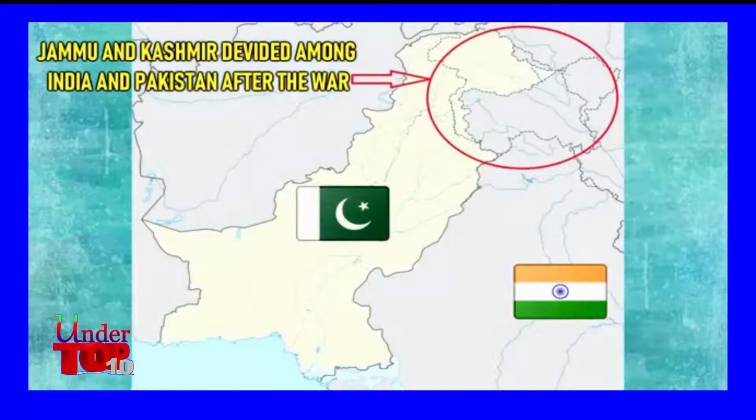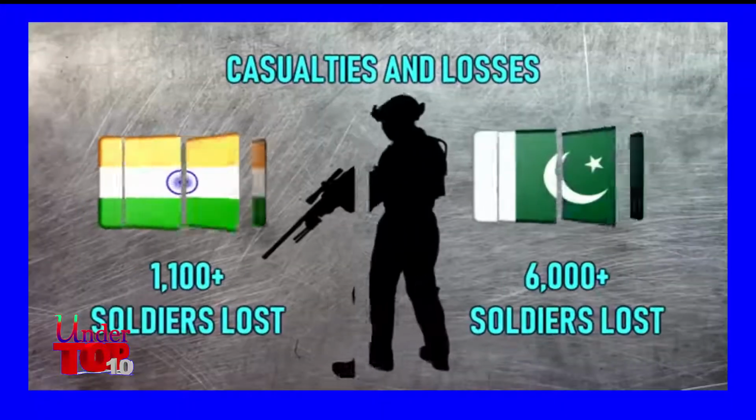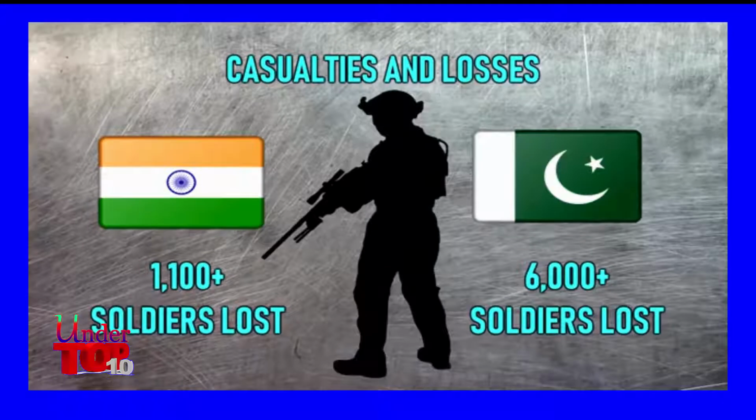Territorial changes. UN ceasefire line of 1949 later becomes line of control after the Simla Agreement of 1972. Pakistan controls roughly a third of Kashmir, whereas India controls the rest: Kashmir Valley, Jammu, and Ladakh. Casualties and losses. India, 1,100 plus soldiers killed. Pakistan, 6,000 plus soldiers killed.